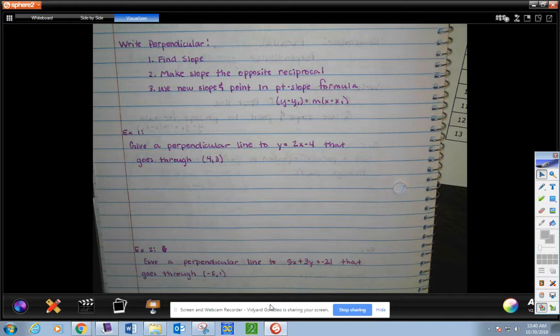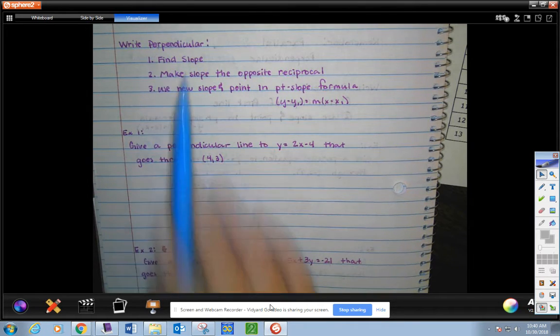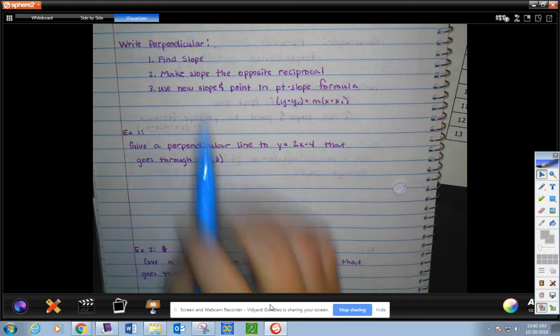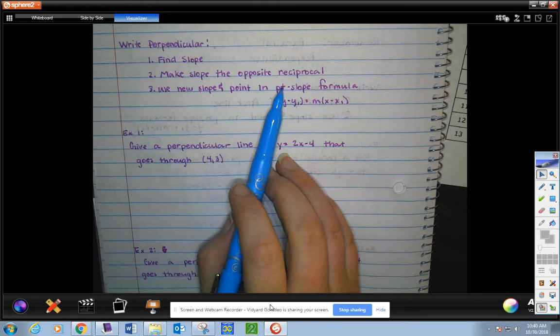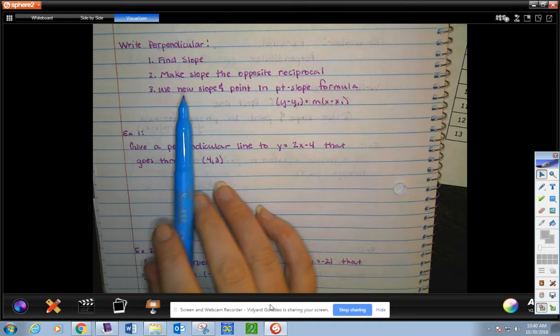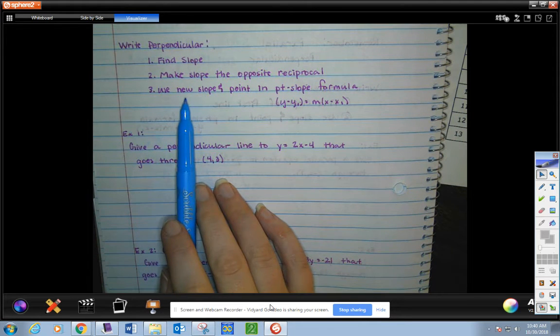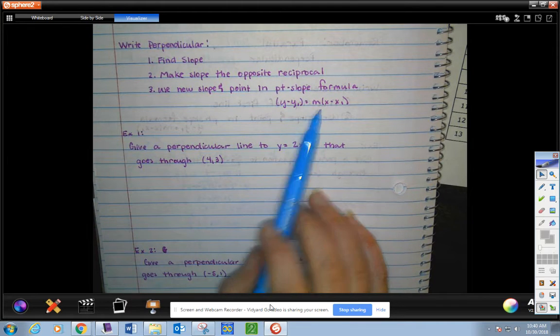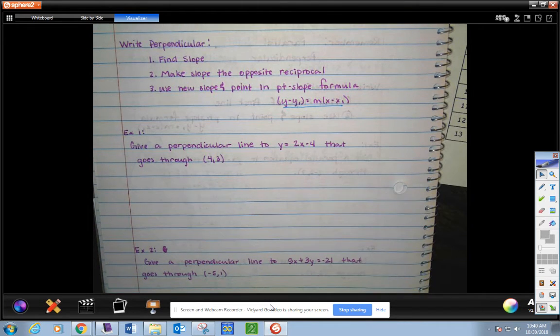Okay, so when we're writing perpendicular lines, it now has 3 steps. You must first find the slope, just like what we did before. So make sure it's in y equals. And then step 2, you need to make the slope the opposite reciprocal. That means change the sign, flip the fraction. And then step 3, we're going to do the exact same thing we did before, but now we're going to use the new slope and the point and put it into point slope formula. This y minus y1 equals m times x minus x1. Okay, so starting easy, and then we'll have a harder one.